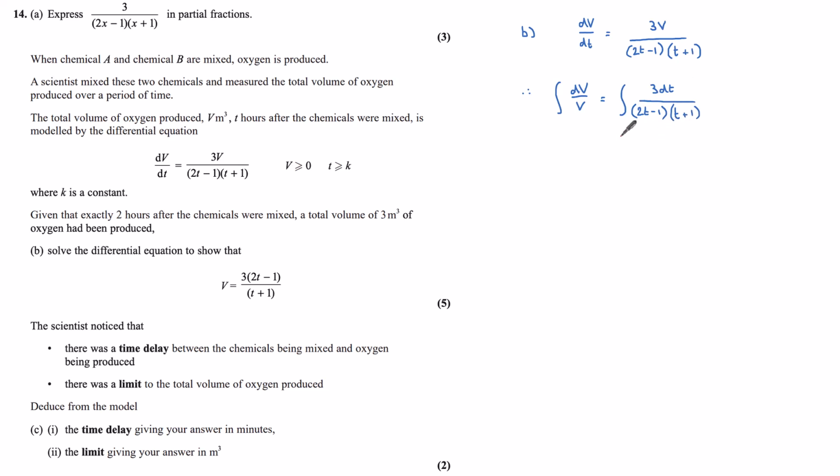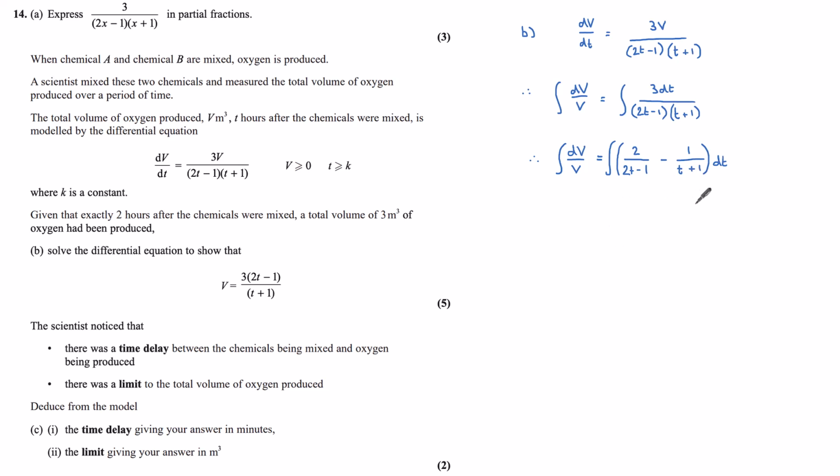dt. Looking at the right hand side, we have something that looks very similar to what we were given in part A. Now this is a huge hint that this can be rearranged into a form that is easier for us to integrate. And so in fact this is equivalent to still the integral of dV over V on the left hand side is equal to the integral of our partial fractions, which was 2 over 2t minus 1 minus 1 over t plus 1 integrated with respect to t.